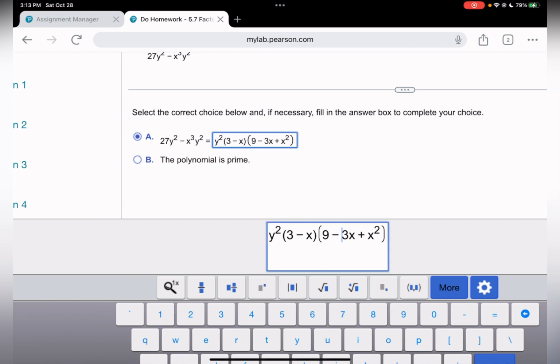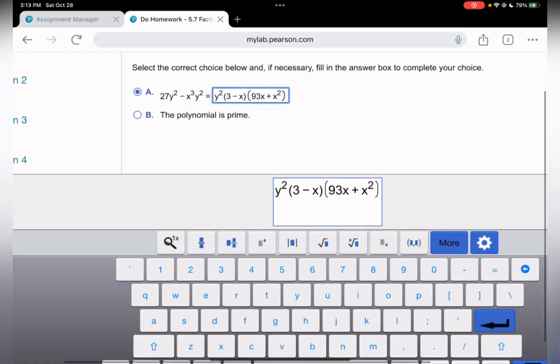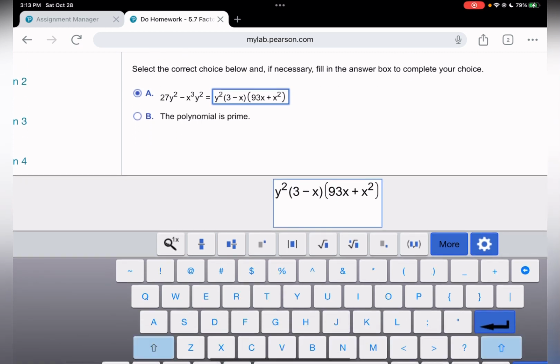Oh, it's supposed to be plus here. Because it's minus, so in the middle it has to be plus. Sorry.